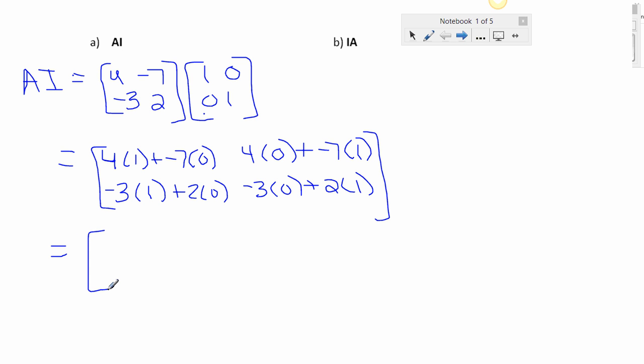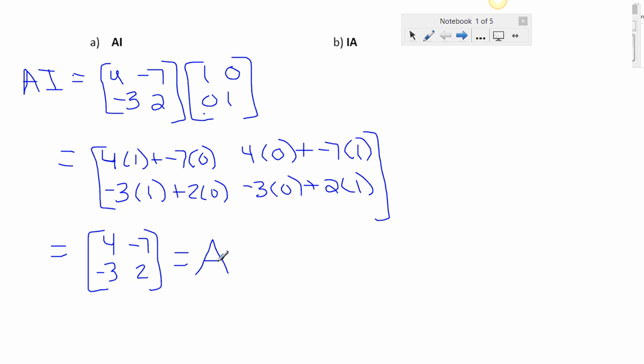So let's find the sum of these. 4 times 1 is 4, plus -7 times 0 is 0, so we get 4. 4 times 0 is 0, plus negative 7 times 1 is negative 7. Negative 3 times 1 is negative 3, plus 0 is negative 3. And negative 3 times 0 plus 2 is 2. So we got 4, negative 7, negative 3, 2, which is A. So 1, 0, 0, 1 is indeed that identity.